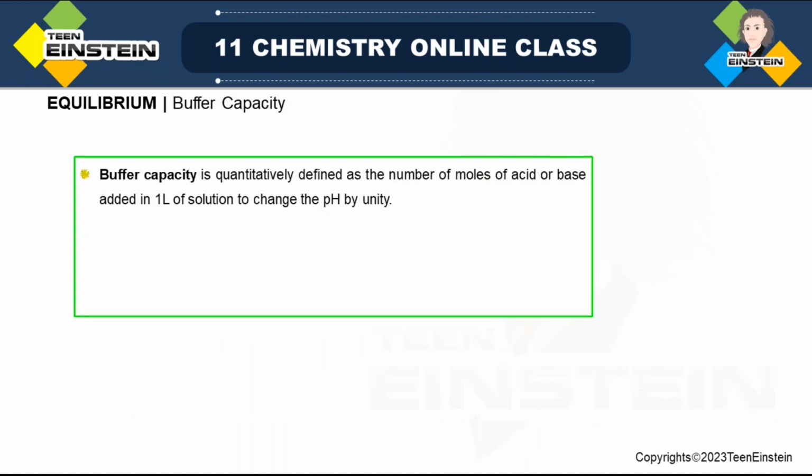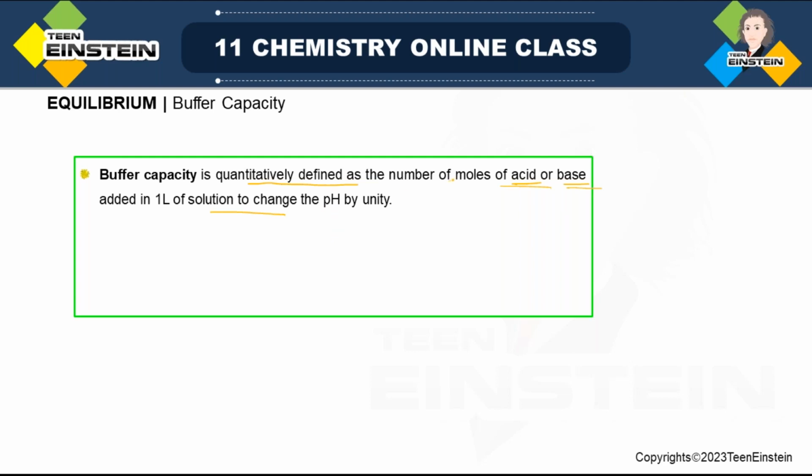One more important term we have to know related to buffer is buffer capacity. So what is the definition of buffer capacity? It is basically quantitatively defined as the number of moles of acid or base. Remember, in a buffer solution, when we add a small amount of excess acid or base, there is no change in pH. So we are talking about that acid and base. It is basically the number of moles of acid and base that you are adding externally to 1 liter solution of any buffer.